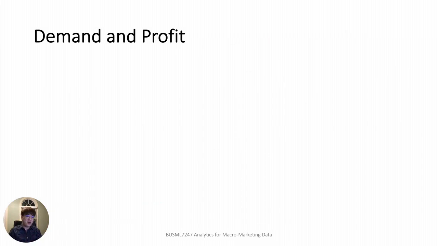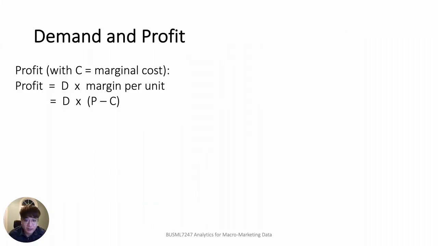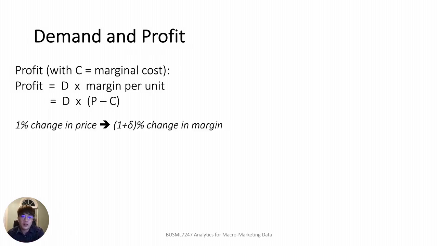Then, what about the profit? Profit is, by definition, given by demand times margin per unit. Denoting C the unit cost, the margin becomes P minus C. Then profit is given by D times P minus C. Here, the change in margin is always larger than the change in price. If price changes by 1%, the margin changes by more than 1%.